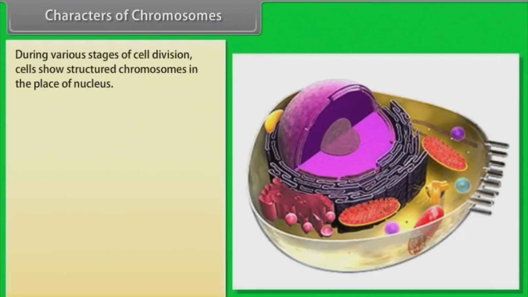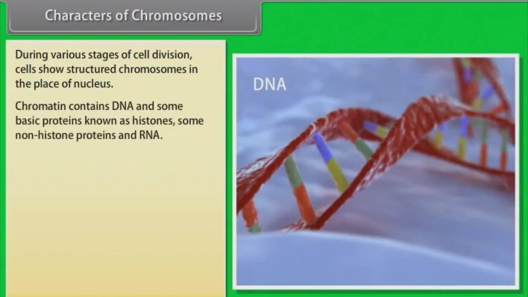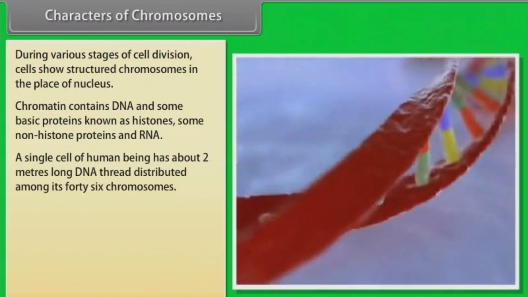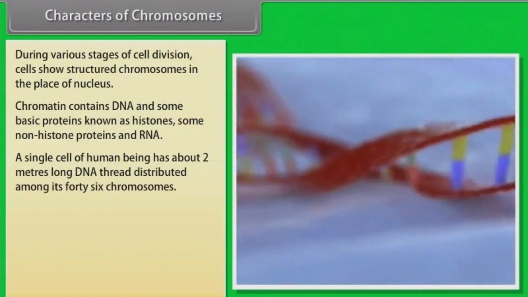Characters of chromosomes. During various stages of cell division, cells show structured chromosomes in the place of nucleus. Chromatin contains DNA and some basic proteins known as histones, some non-histone proteins, and RNA. A single cell of human being has about 2-meter-long DNA thread distributed among its 46 chromosomes.